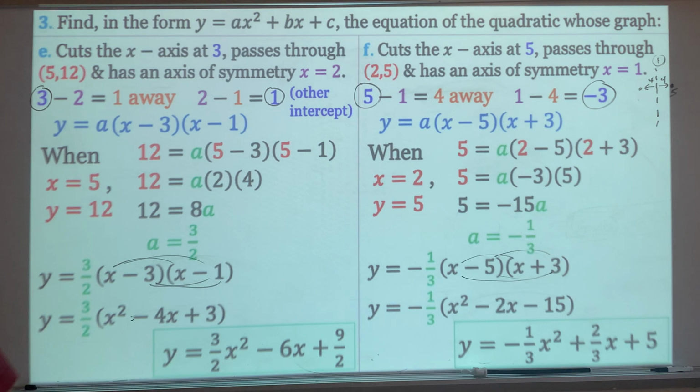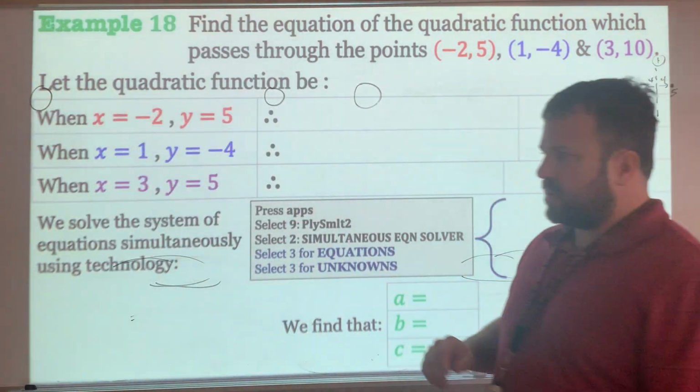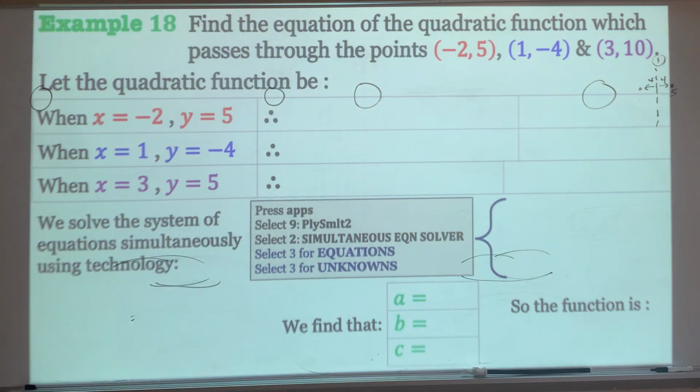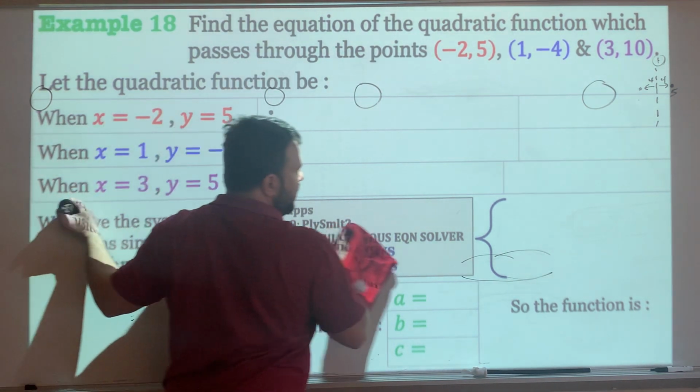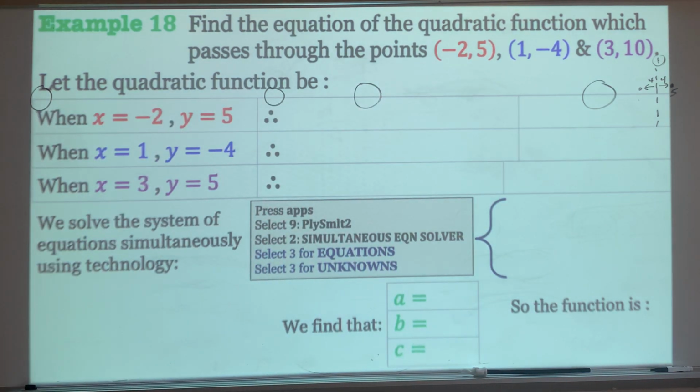All right, let's do the last type of problem. Now we're going to get back into calculator work. Oh, this is a fun one. I'm going to show you this with and without the calculator.